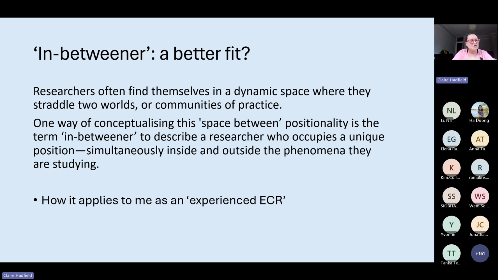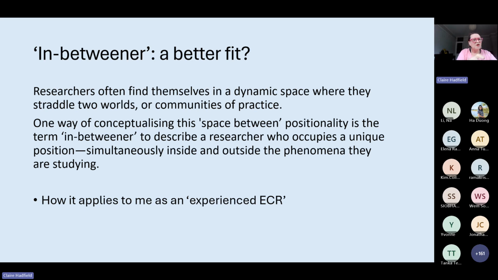I also explored this term in-betweener. I wondered whether that might be a better fit, and in lots of ways that does apply to me, in the ways that I've outlined above: being a secondary teacher moving into a university context, to being a lecturer on the PGC, but also trying to research some of my trainees. And also this idea of me as being an experienced teacher, but also an ECR, an early career researcher.